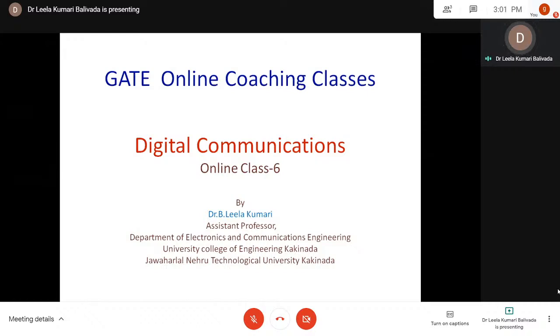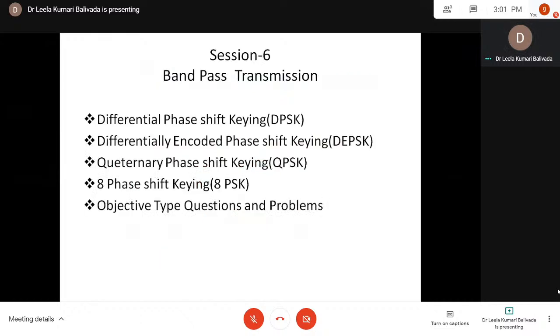Today we are going to discuss some other bandpass transmission techniques: differential phase shift keying, differentially encoded phase shift keying (DEPSK), quaternary phase shift keying (QPSK), and 8 phase shift keying (8PSK). We are also going to discuss some objective type questions and GATE oriented problems.